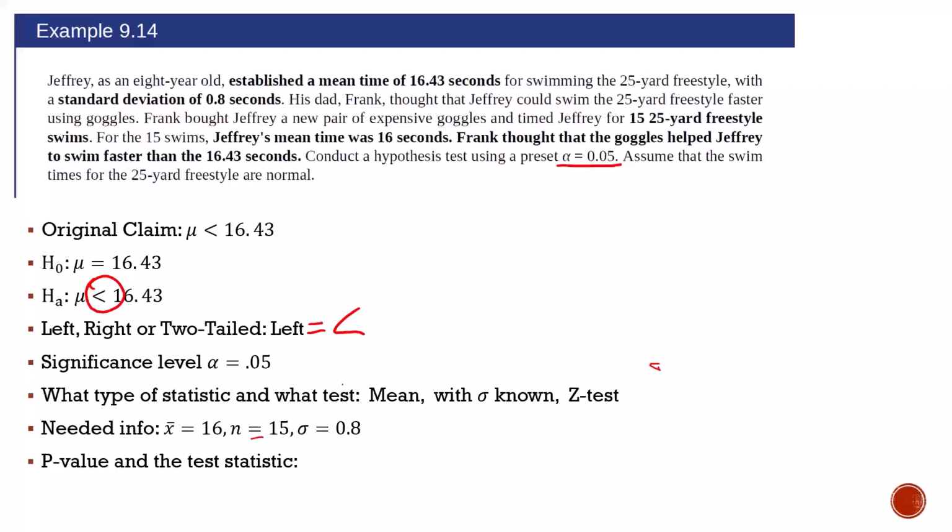All right, and then sigma is 0.8. X bar, 16. N, 15. Less than.